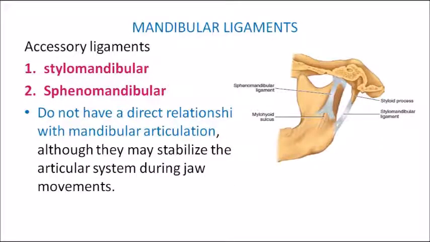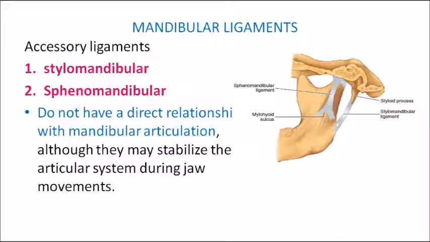In addition to the above structures, the TMJ also has accessory ligaments, which are the stylomandibular and sphenomandibular ligaments. So why are they called accessory ligaments? It's because they do not have a direct relationship with the mandibular articulation, but they tend to stabilize the jaw during movements. They are called accessory because they do not have a direct relationship with the mandibular articulation, but they stabilize the articular system during jaw movements.